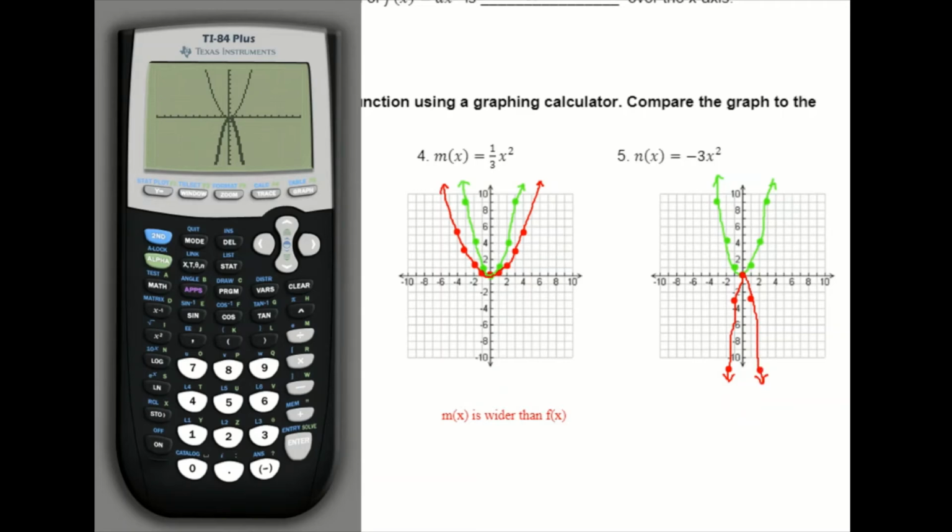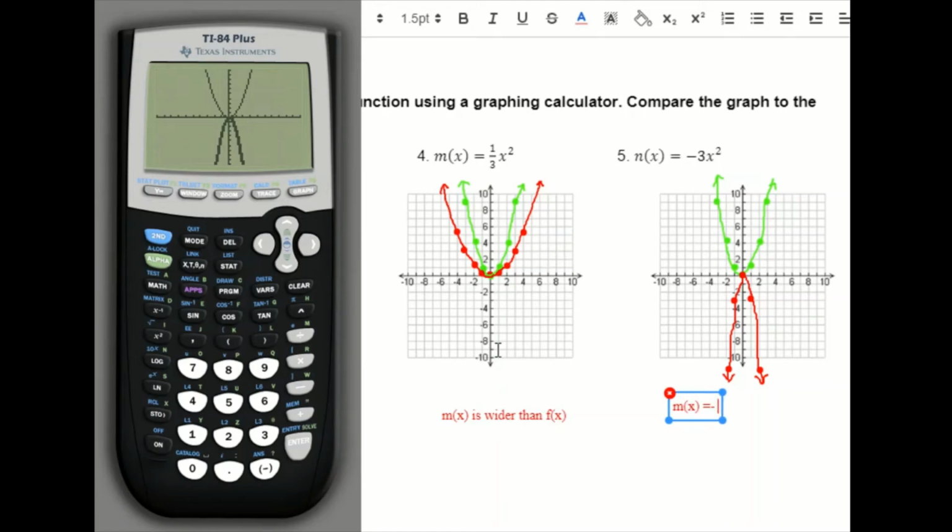There you go. Okay, so to describe the difference here, though, we're going to need to make two statements, because we have to address the fact that it is wider. Okay, so n of x is narrower than f of x. That's not m, it's n. N of x is narrower than f of x, and it's reflected over the x-axis. All right, so we do need to address both of those things when we're comparing the graphs.